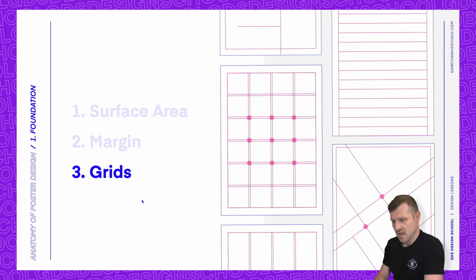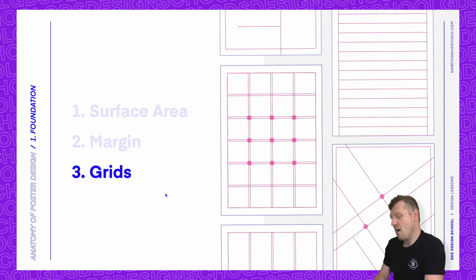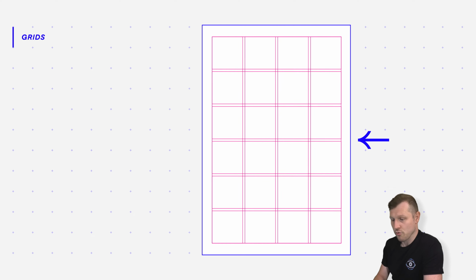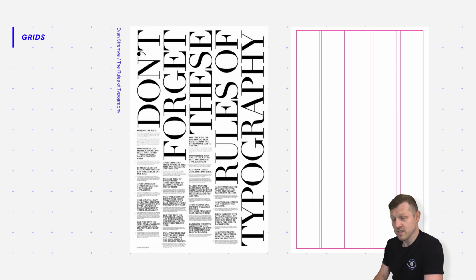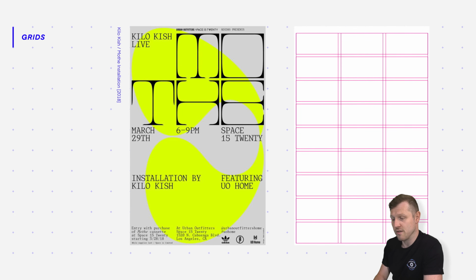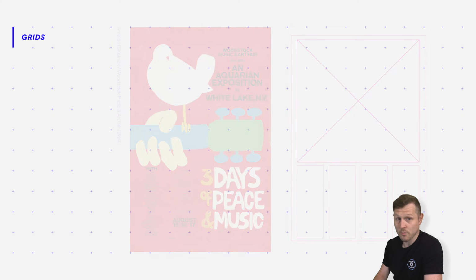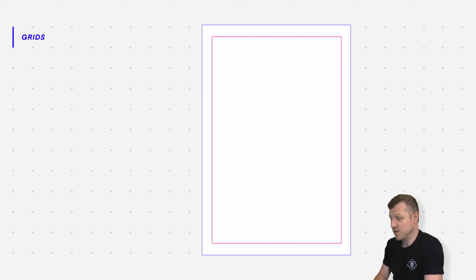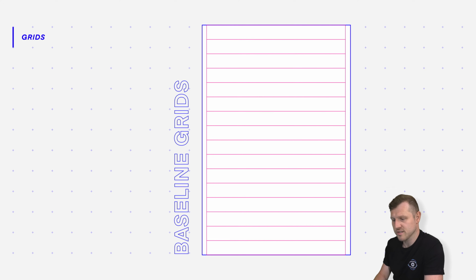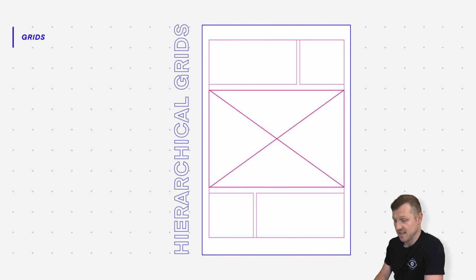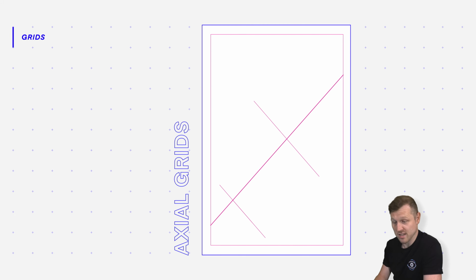Next we have grids. Now grids in poster design are the invisible architects, and these will typically be structured inside the margin space. Grids bring order, alignment and balance to elements, ensuring a harmonious layout. A very important part of what makes up the anatomy of poster design, grids provide structure, guiding the eye through information and creating a visually appealing and cohesive design. Now, in poster design, there are a variety of grids you can use, such as column grids, baseline grids, modular grids, hierarchical grids, diagonal grids, axial grids, and radial grids.